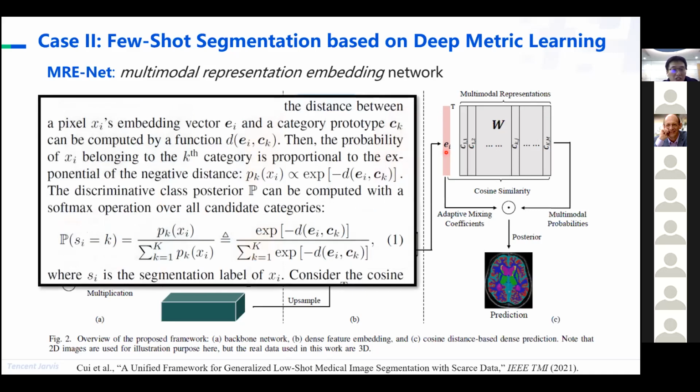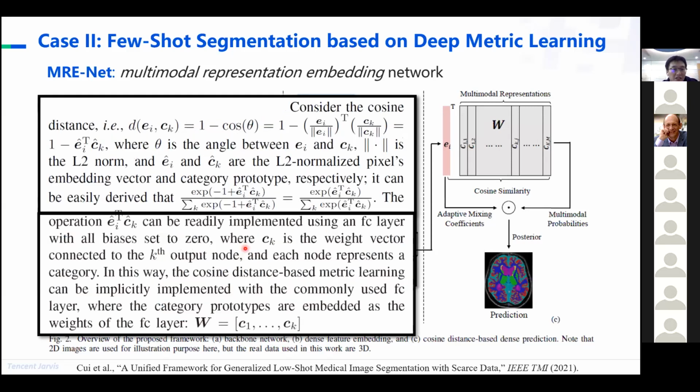So as I mentioned, the first element is the distance function. Here, we denote the distance between an embedding vector and a category prototype by d. Then the probability of x belonging to the k-th category is proportional to the exponential of the negative distance. Then we can compute the class posterior with a softmax operation over all the candidate categories. This is pretty straightforward.